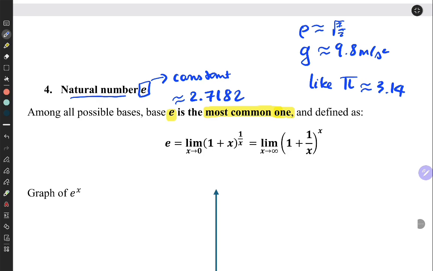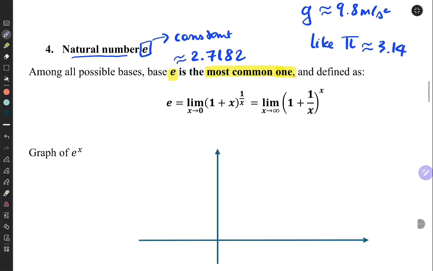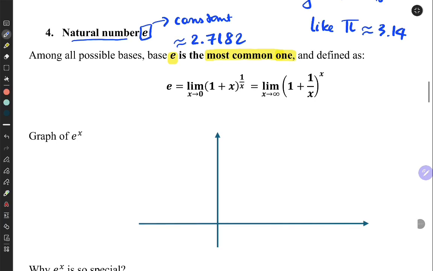But for the sake of calculus 1, I only need you to know that E first is a constant, and second is around this number, 2.7. That's it. Because E is 2.7, I need you to know how to graph this. What does it look like? It's like an exponential. At 1, it's going to be 0.